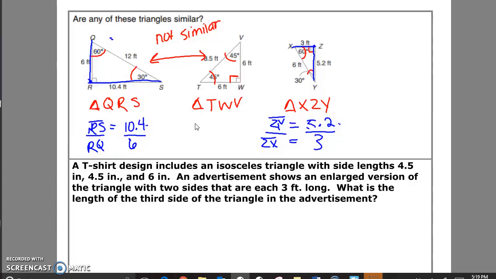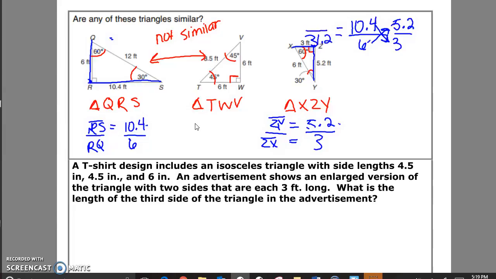Okay, so we're going to set up a proportion to see if they are equivalent. So 10.4 over 6 equals 5.2 over 3. Cross multiplying. I'll have enough room that way. So on this side, I have 10.4 times 3, which is 31.2.